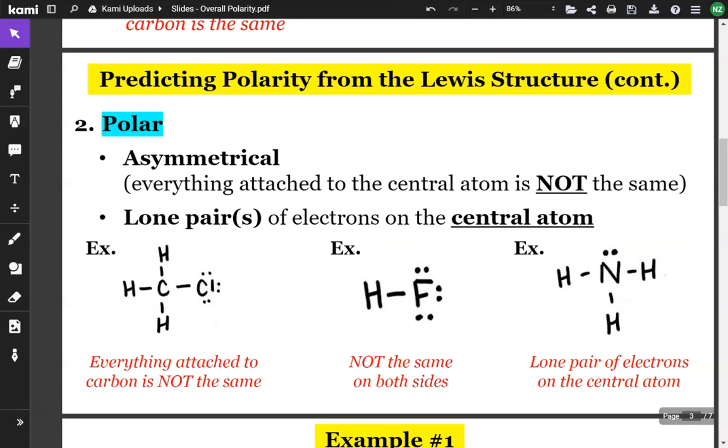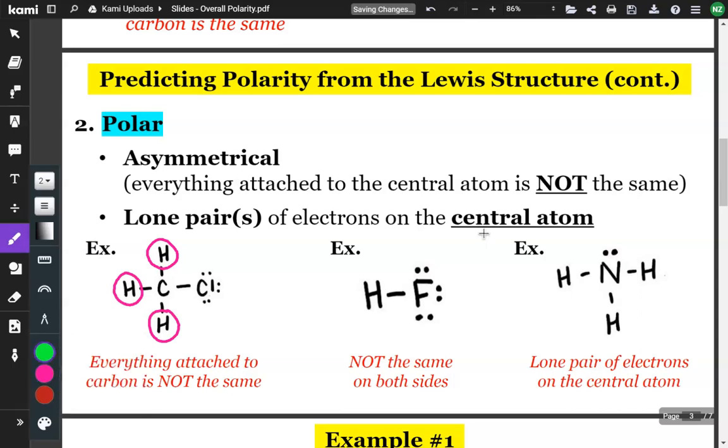Polar is a difference. So in the first example, we have hydrogen, hydrogen, hydrogen, and then we have a chlorine. So they're not all the same. That would be asymmetrical, and it would be polar. In the second example, we have our tug-of-war. This might be doing a tug-of-war with somebody that is a lot stronger than me. One side's going to be stronger than the other. It's an unequal force. So in terms of polarity, we have poles. One side is going to be more electronegative than the other. It's going to have a stronger pole.